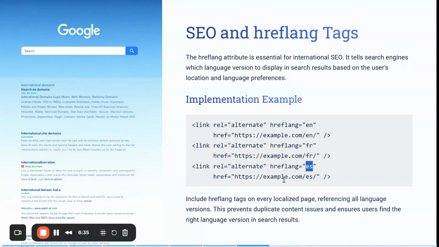This tag tells search engines which version to show based on the user's language or region. Without hreflang, Google might show the wrong language or think the pages are duplicates. So adding this tag is a must for multilingual websites.